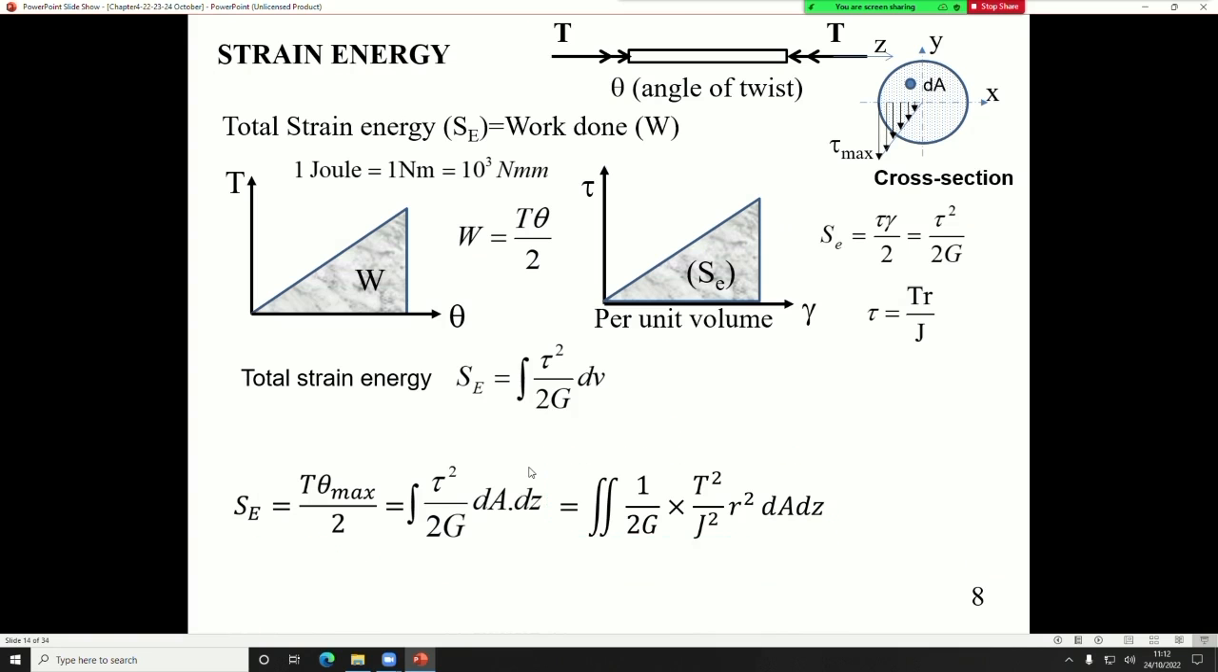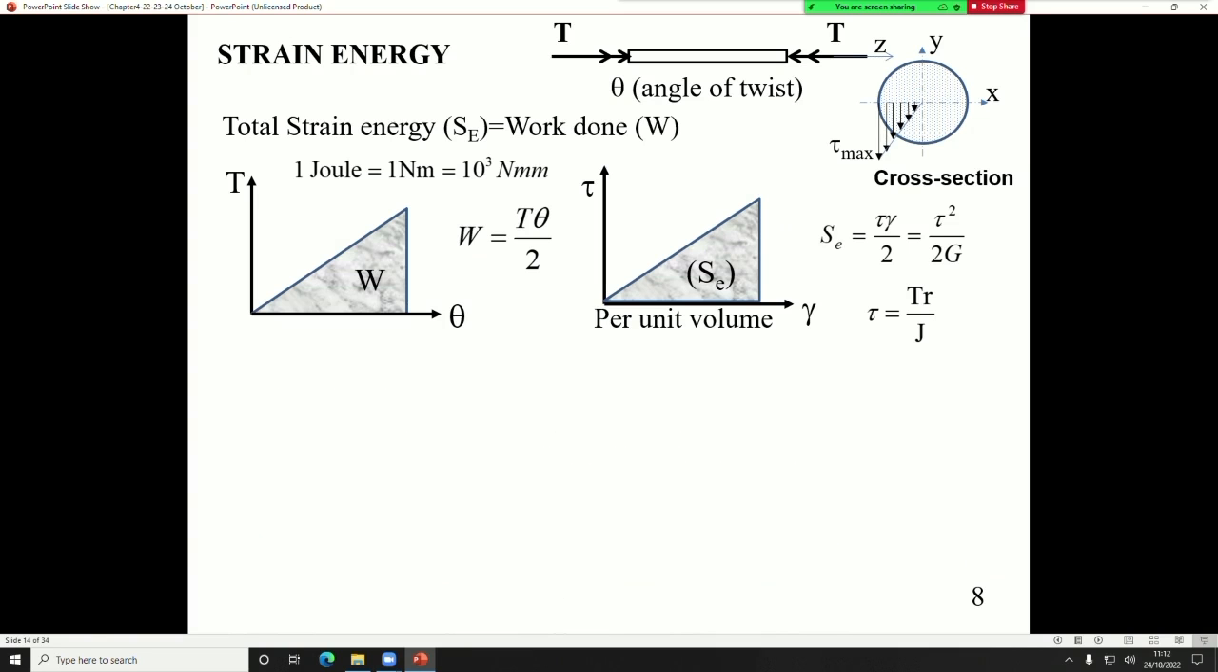So I go back. The nature of stress is shear. In chapter 1, the energy stored per unit volume is equal to tau squared divided by 2G. We cannot multiply by the volume, because stress is not uniformly distributed. So we have to find the volume integral of this term, tau squared divided by 2G. dV is equal to dx dy dz. Because the section is uniform along the length, I say dV is equal to dA multiplied by dz. Tau squared is equal to Tr over J squared, so it's equal to T squared r squared divided by J squared.